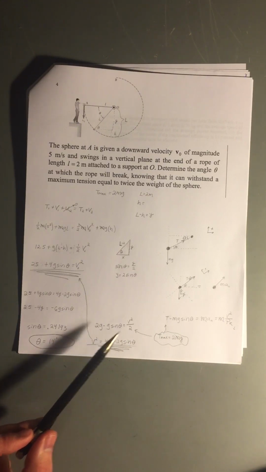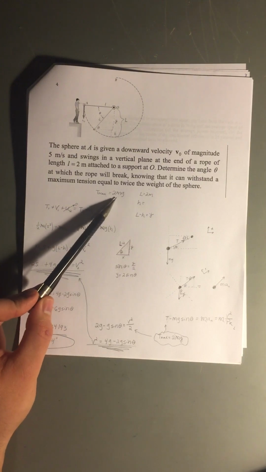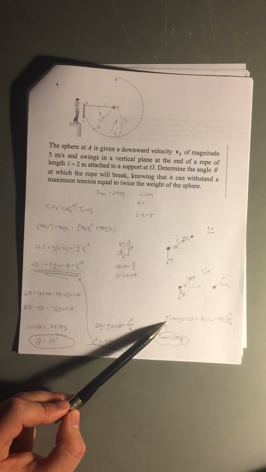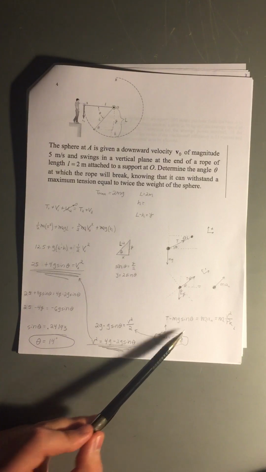And then our tension, we're looking for the tension when it breaks, and the problem tells us that T max equals 2 mg. And so substituting in 2 mg for tension here gives us this equation here. The masses cancel, and the mass is also canceled in this equation, so this is independent of the mass, so we didn't need to know that.